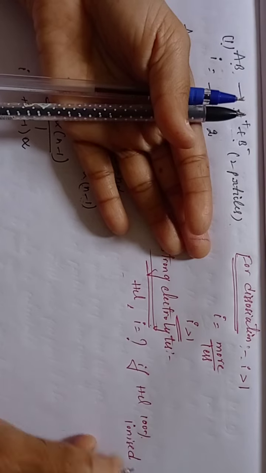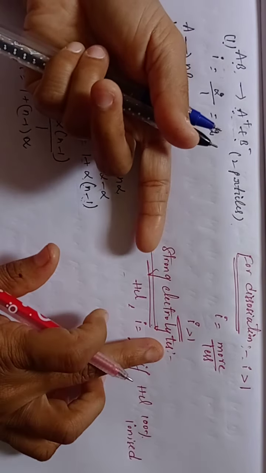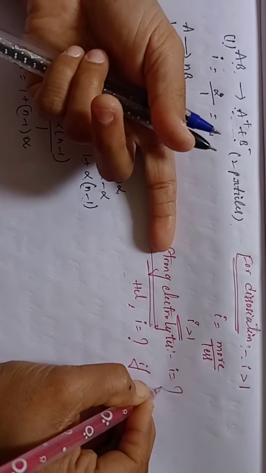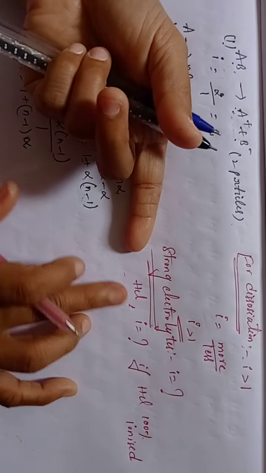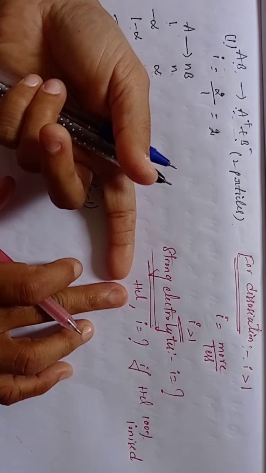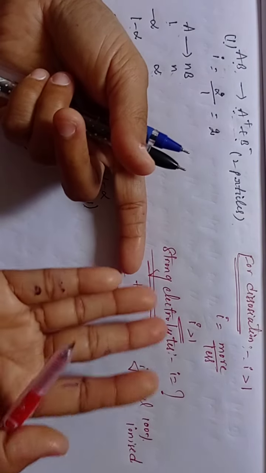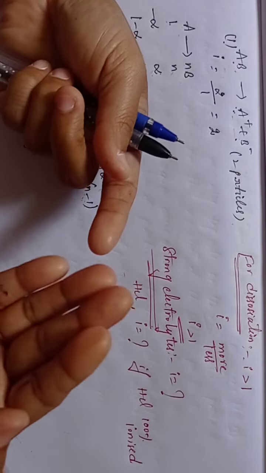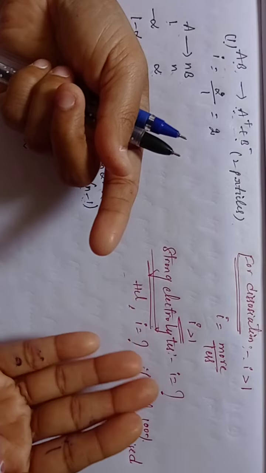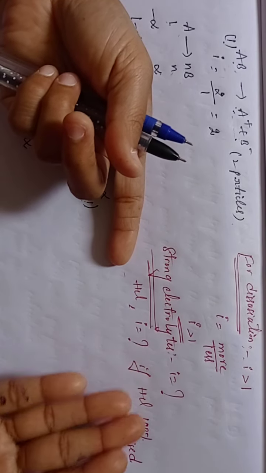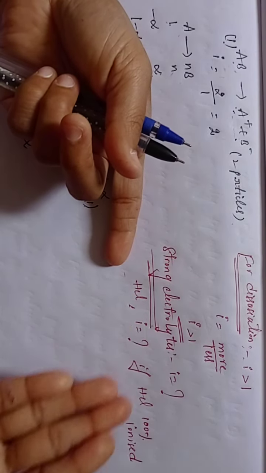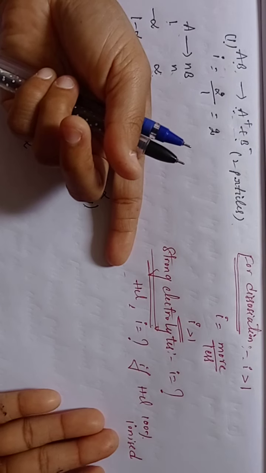Now, how do we find the i value for strong electrolytes? See, students, I am taking the example of HCl. We have to find the i value if HCl is 100% ionized, because strong electrolytes are electrolytes which undergo complete ionization, correct? Completely ionized means 100% ionized.